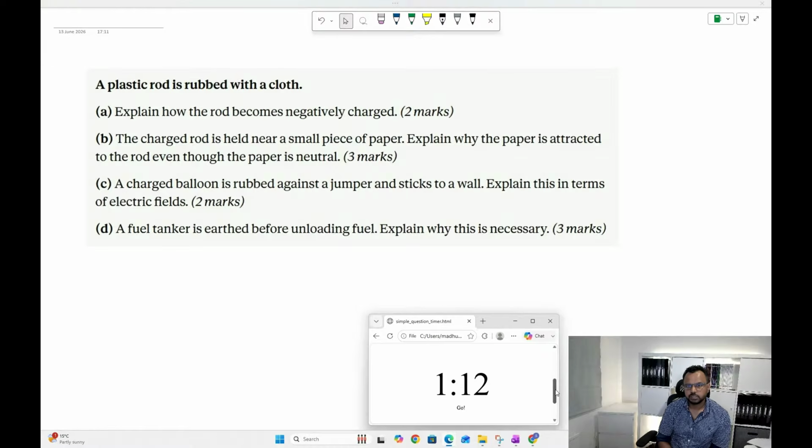There are some specific words you need to use when explaining it. For example, charging by friction, right? Because there are two ways that you can charge something. You can charge by induction or you can charge by friction. Rubbing can sometimes be used instead of friction and you might get away with it, but friction is the better word to use. Answer this one, guys.